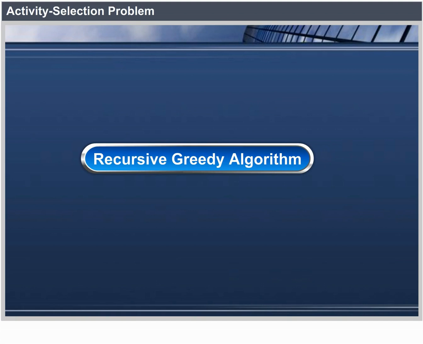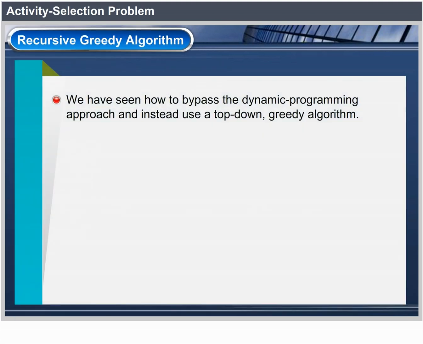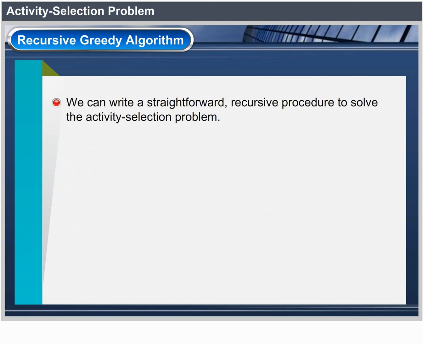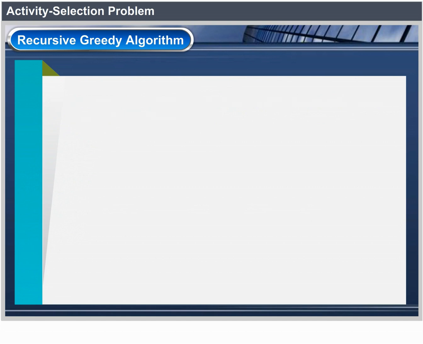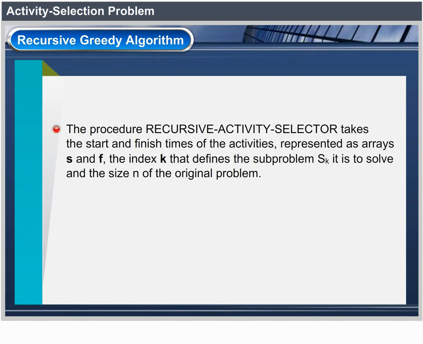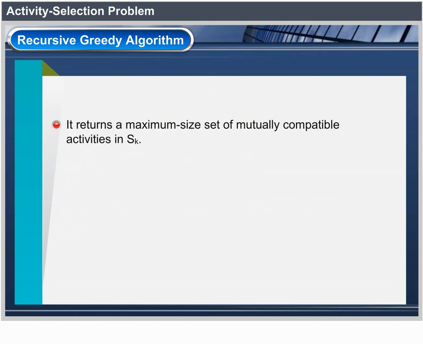Recursive greedy algorithm. We have seen how to bypass the dynamic programming approach and instead use a top-down greedy algorithm. We can write a straightforward recursive procedure to solve the activity selection problem. The procedure, RECURSIVE-ACTIVITY-SELECTOR, takes the start and finish times of the activities, represented as arrays s and f, the index k that defines the subproblem Sk it is to solve, and the size n of the original problem. It returns a maximum-size set of mutually compatible activities in Sk.